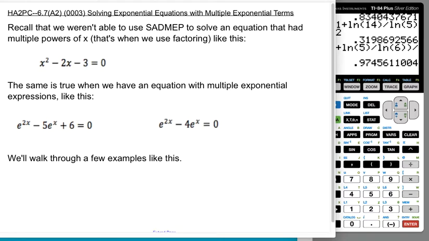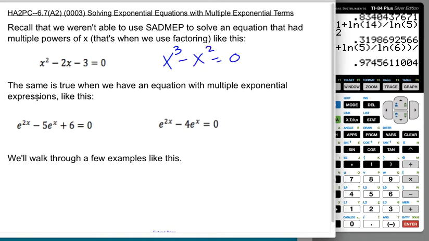So recall that we weren't able to use SADMEP to solve an equation that had multiple powers of x, right? That's when we had to use factoring. So here's an example, x squared minus 2x minus 3 equals 0. You have to use factoring to solve, right? Here's another example, x cubed minus x squared equals 0. Multiple powers of x, we have to use factoring to solve.